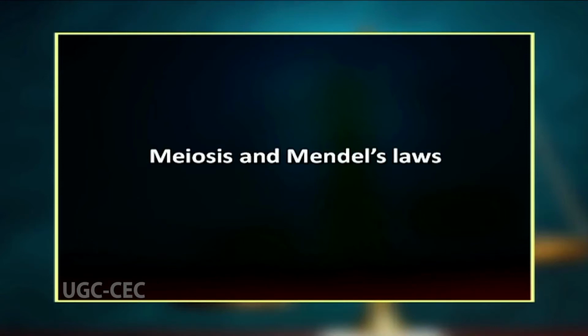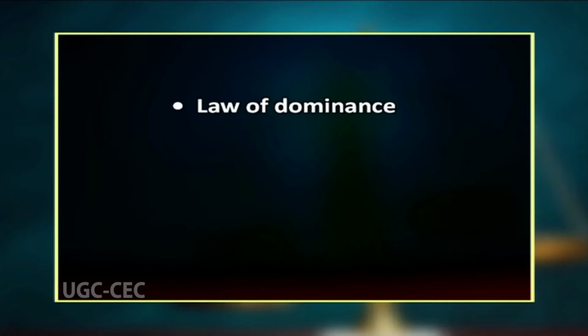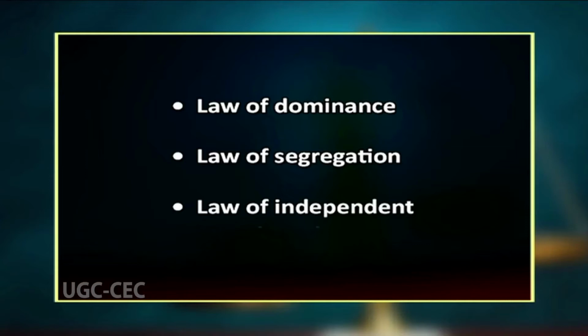Now lastly, meiosis and Mendel's laws. When traits are passed from one generation to another, they follow principles of genetic inheritance that were first defined by Gregor Mendel. Mendel's studies yielded three laws of inheritance: the law of dominance, the law of segregation, and the law of independent assortment. Each of these can be understood through examining the process of meiosis.